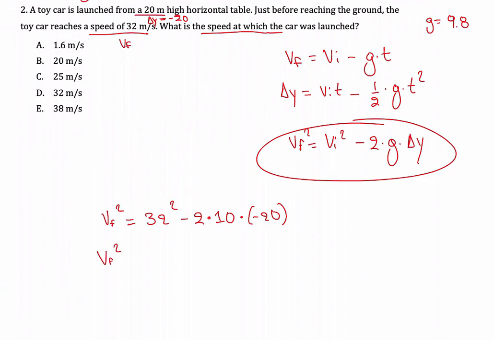So the v initial squared is equal, now we go to the calculator, to 32 to the power of 2, minus and minus become plus, so plus 20 times 20 times 10, which is 400, and then find the root of this answer, which is approximately 37.7. Sorry, the v initial value will be 37.7 meters per second. We can continue.